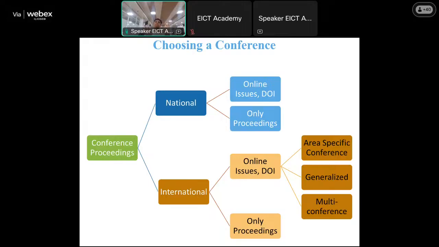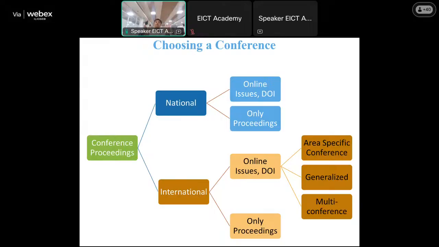Generalized conference means the conference theme is generalized, appealing to more than one field. Like in IEEE, there is TENCON. If you are aware of IEEE, it is the largest society of electronics and electrical engineering. In that, TENCON is one of the conferences.